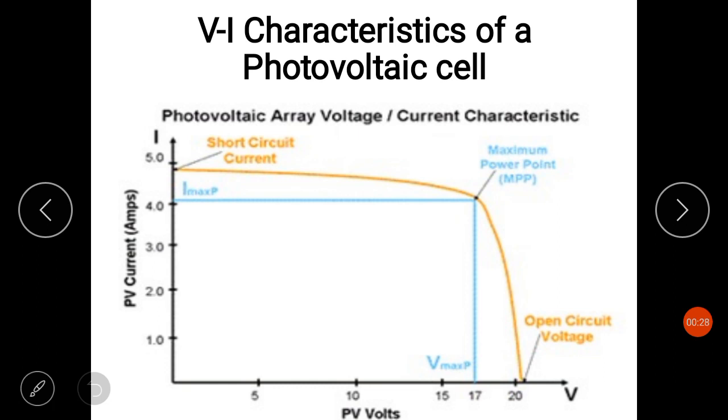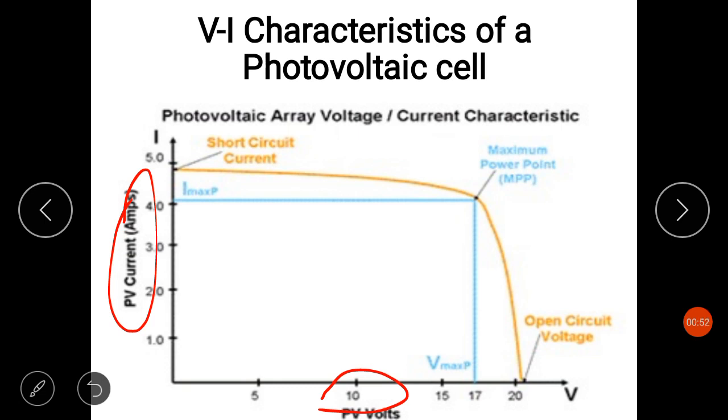I'll discuss here the VI characteristics of the photovoltaic cell. You can see the VI characteristics in this slide. This graph shows the current and voltage. This graph shows the current-voltage characteristics of a typical silicon photovoltaic cell operating under normal conditions.